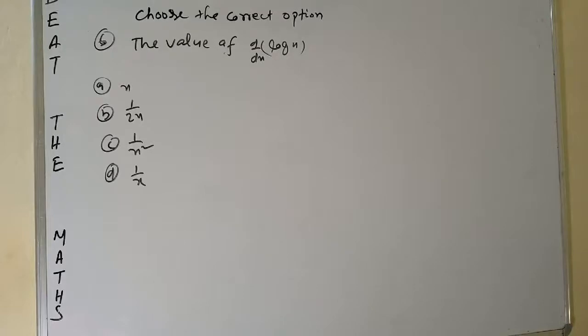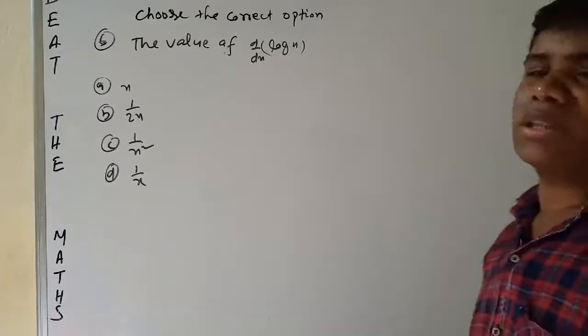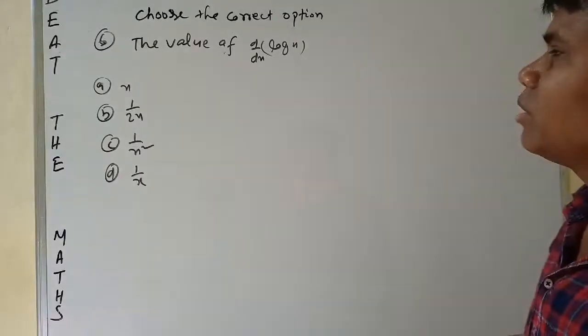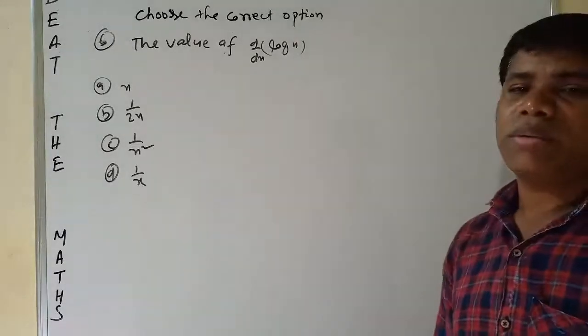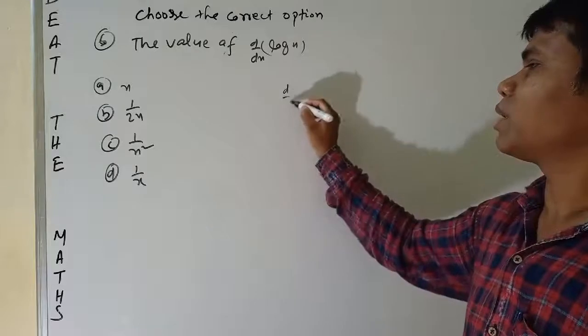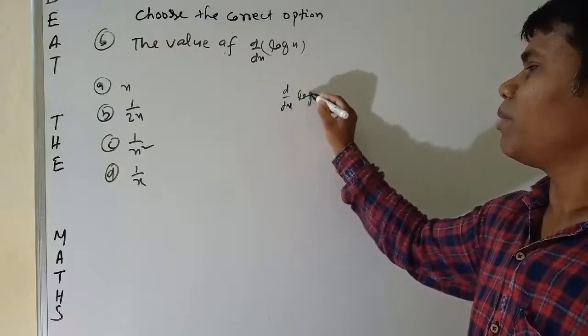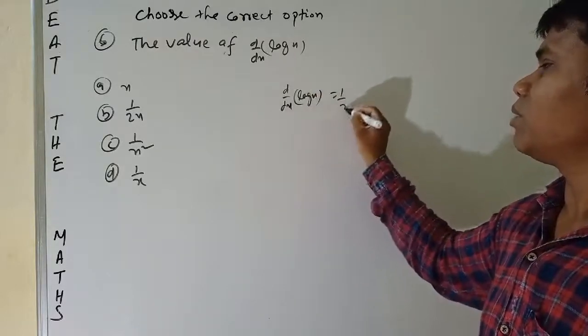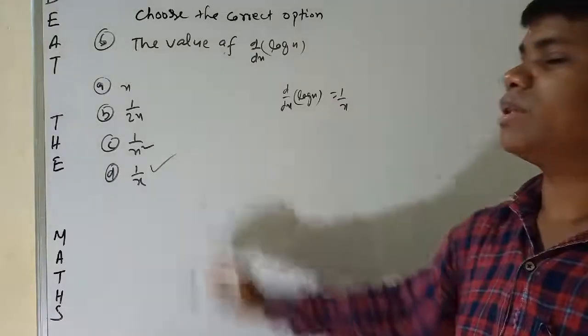You see the next question, the value of derivative of log x. This is a very simple question, you know, this is a formula, derivative of log x is equal to 1 by x. Okay, derivative of log x is equal to 1 by x. So the correct option is D. Pause the video, note it down.